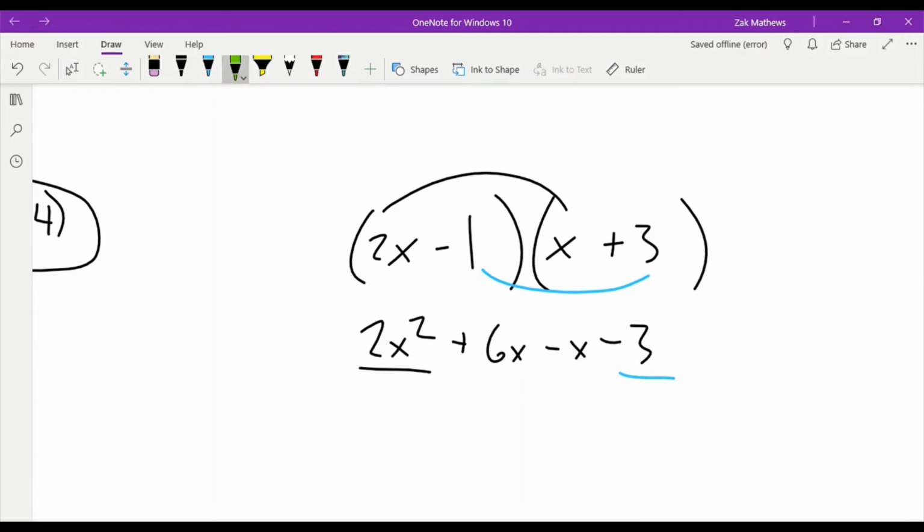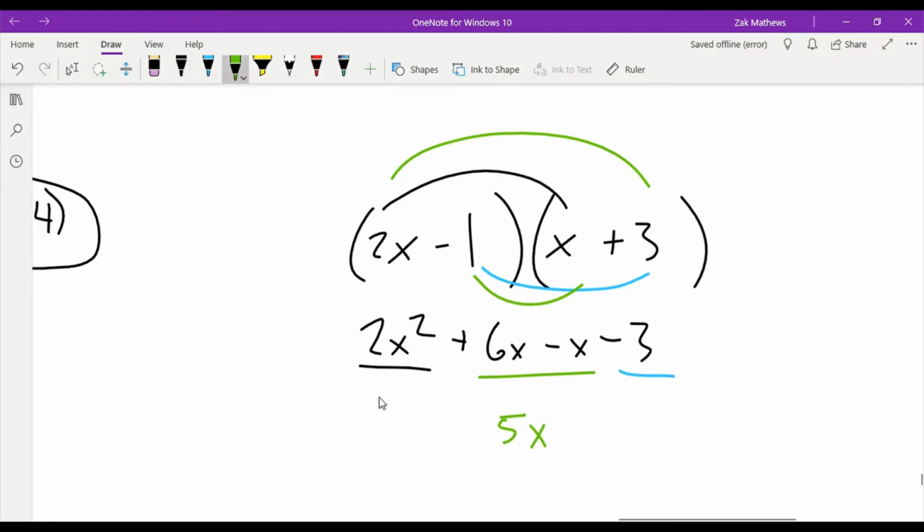And then those middle terms, we'll get 6x minus x, which is a positive 5x. Those come from the outer and the inner products. And so those were the instructions that I gave you. To write this out formally, we have the 2x squared as our first term. We have that 5x as our second term. And then we have the minus 3 as the third term.